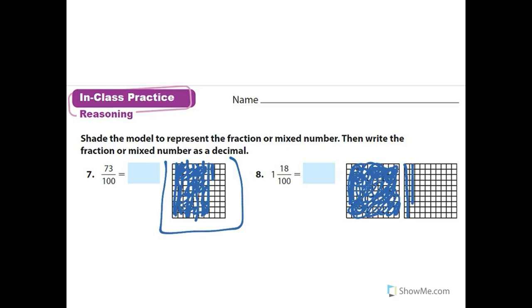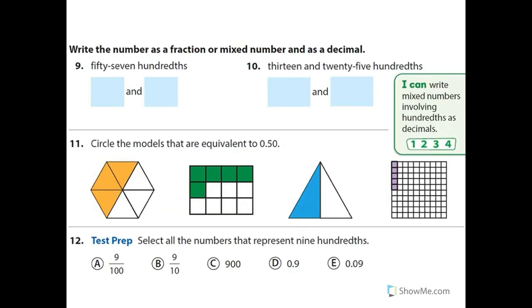Alright, so 73 hundredths, and then 1 and 18 hundredths. Alright, moving along, we're going to do some ones that say words, and then we're going to have the fraction or mixed number and as a decimal. I'm going to do number 9 with you, and then I want you to do number 10 on your own. Of course, our I can statement says I can write mixed numbers involving hundredths as decimals.